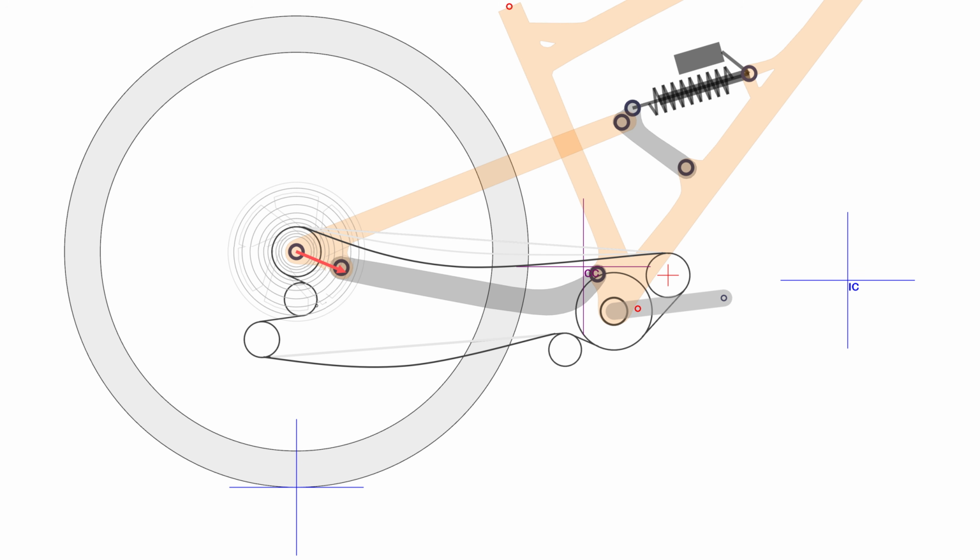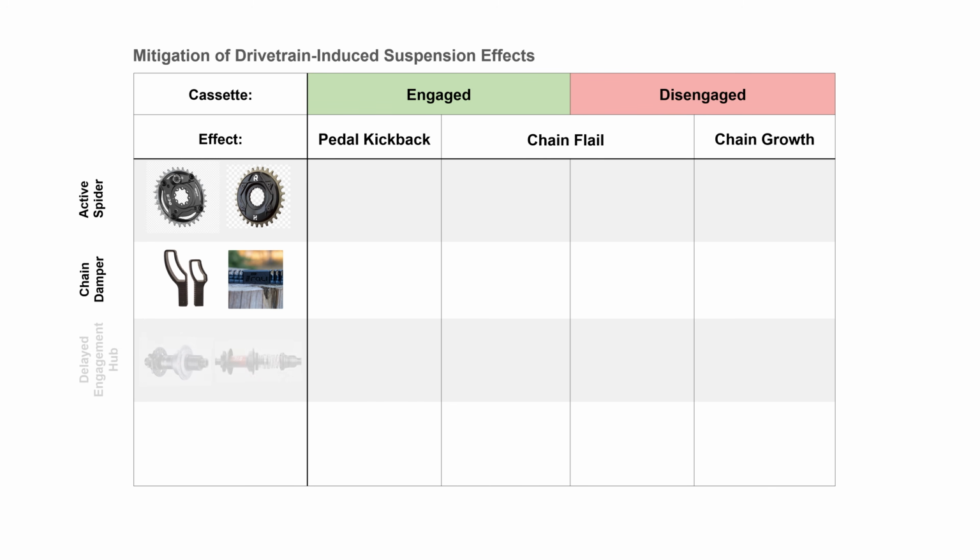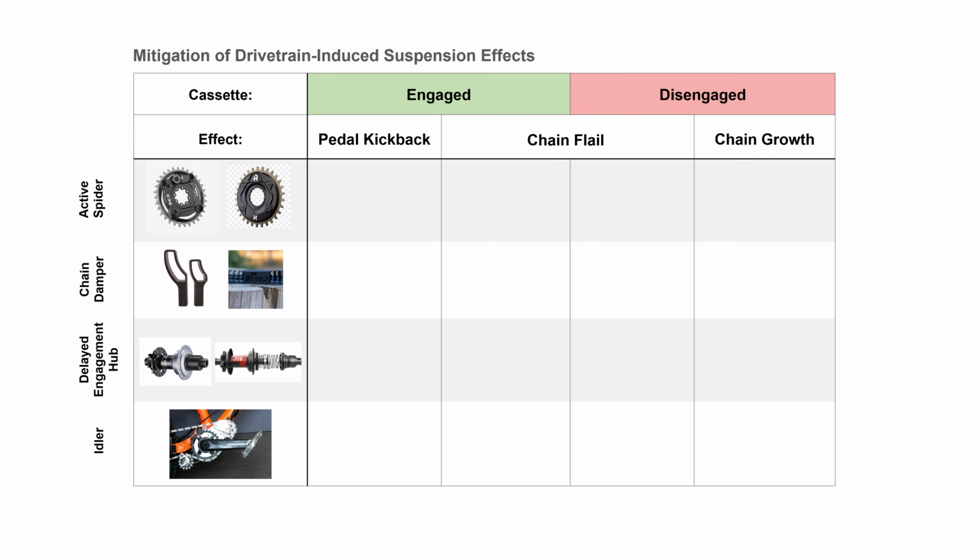I tried creating an overview showing which commercially available product helps with which aspect of drivetrain interference. The devices that claim to mitigate these issues are active spiders, chain dampers, and delayed engagement hubs. Finally, I compare them to my ISCG-mounted idler. The magnitude of improvement varies between products, but the important question here is whether they fundamentally help or not.